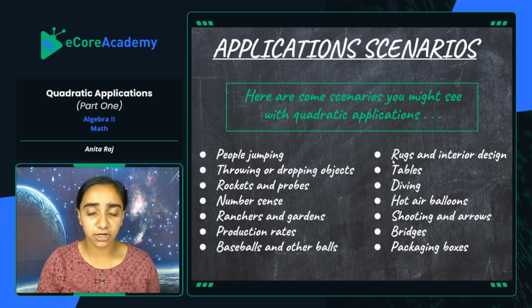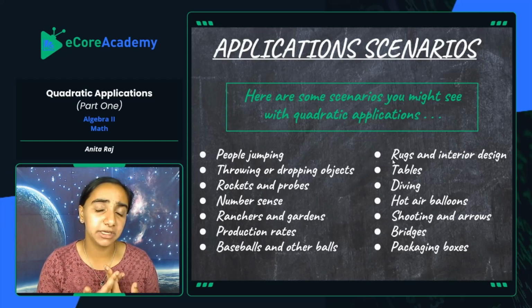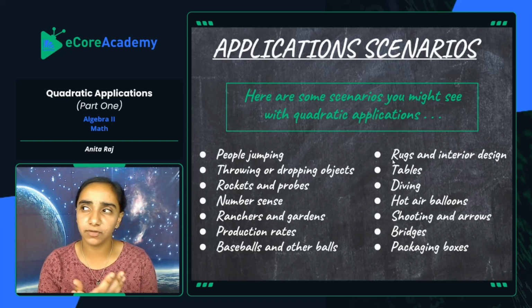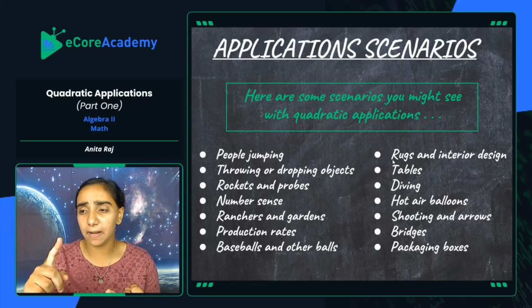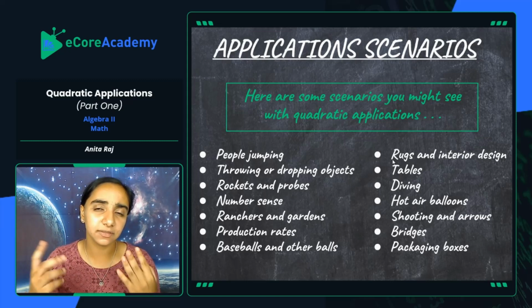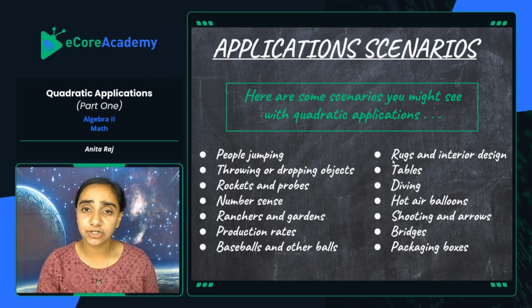The next one is production rate. So like manufacturing, you'll be given the manufacturing rate of a factory. They'll talk about how much they manufacture a day, how much actually goes to market, how much is faulty, things like that, to be represented by a quadratic function.